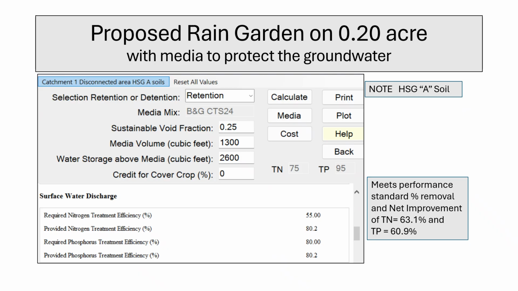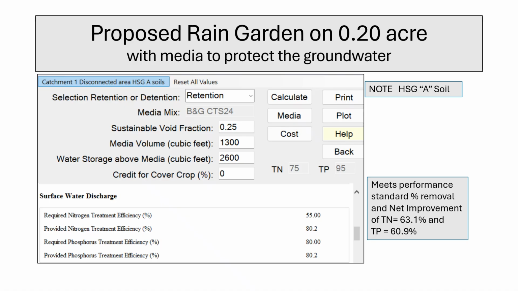This example looks at a rain garden that incorporates sorption media specifically designed to protect the groundwater, and the site has a hydrologic soil group A soil classification, which indicates highly permeable, well-drained soils, with the addition of bold and gold media installed at 24 inches deep. The system uses 1,300 cubic feet of that sorption media, along with 2,600 cubic feet of water storage above the media. That combination is what allows this design to meet the performance standards while also safeguarding groundwater quality.